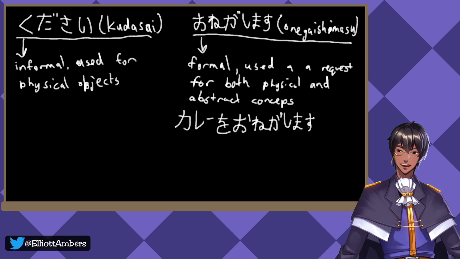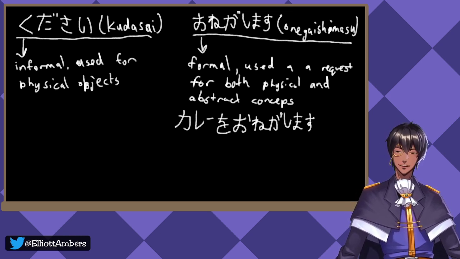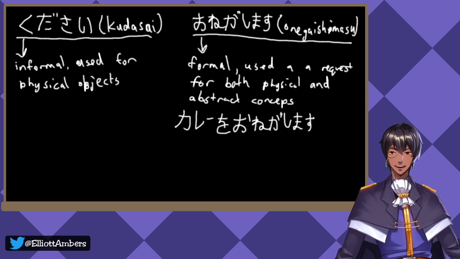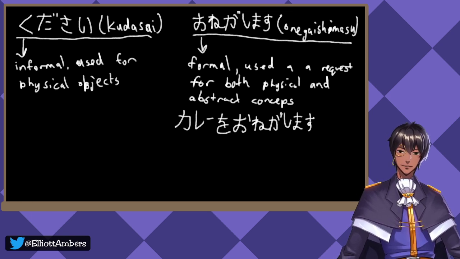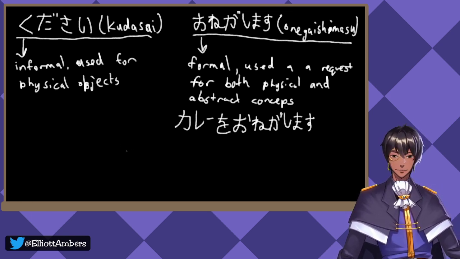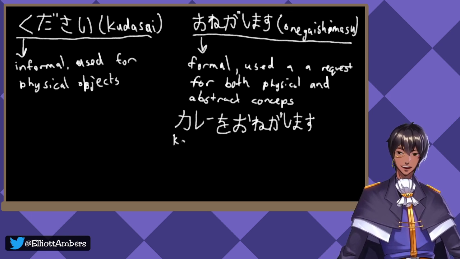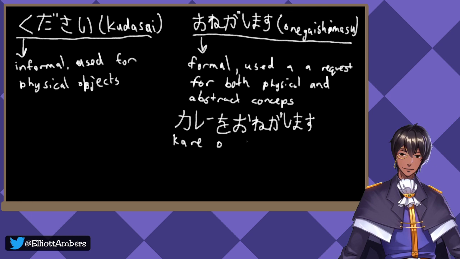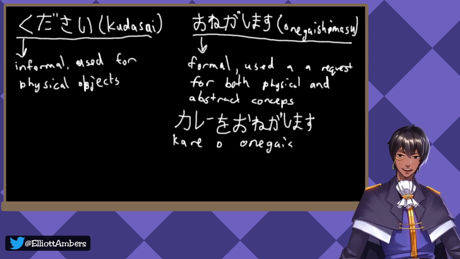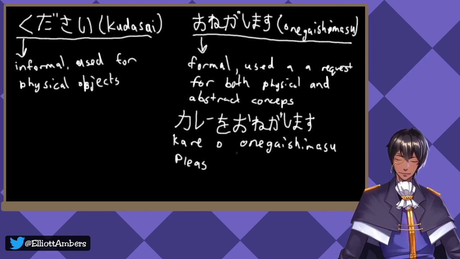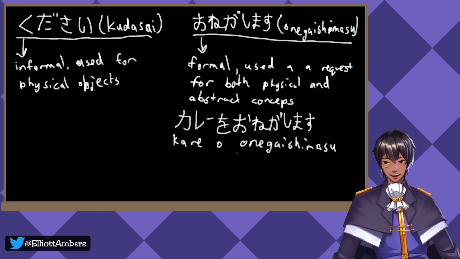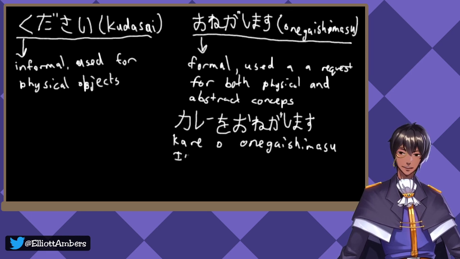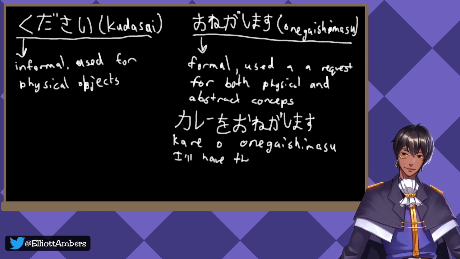And note that we're not ending the sentence with des here. And that's going to be something that we're going to get into a lot next lesson. Next week, we're going to be talking a lot more about verbs and conjugation, and how, because we have an actual verb in the sentence now, onegai shimasu, we don't need to end the sentence with this. So this reads as "Kare o onegai shimasu," or please, or a better translation would be I'll have the curry, please.